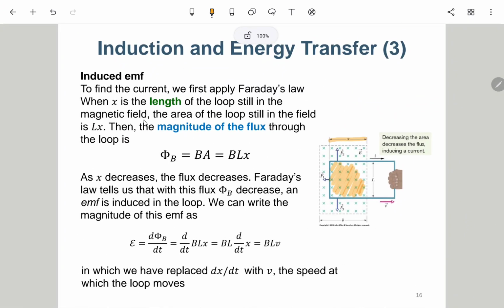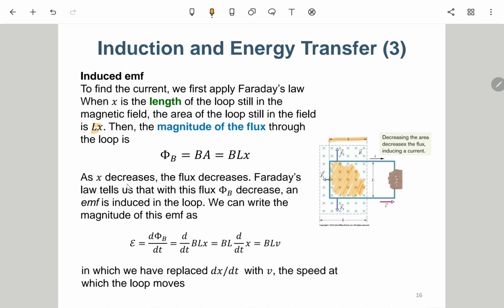Okay, so here this is L, this is x. The area of the loop still in the field is L times x, the area of a rectangle. Then the magnitude of the flux through the loop is phi B equals B times A, because the B field is uniform inside this region. B times A is B times L times x. So phi B is B L x.